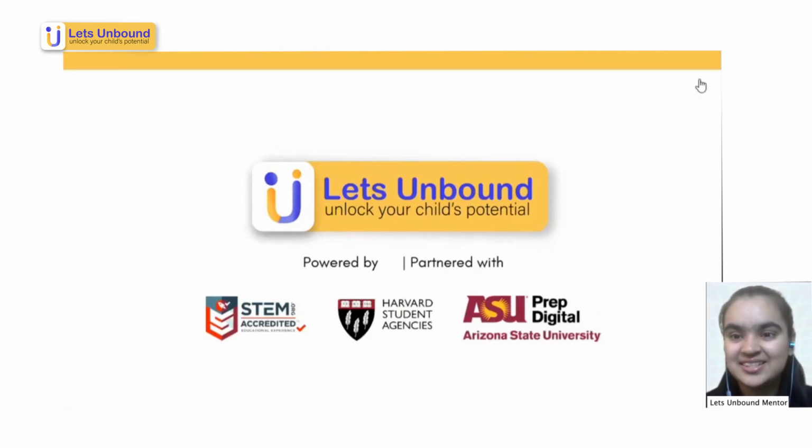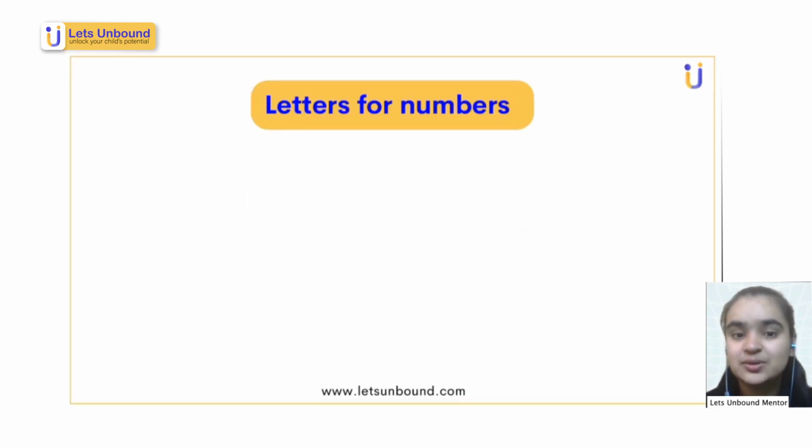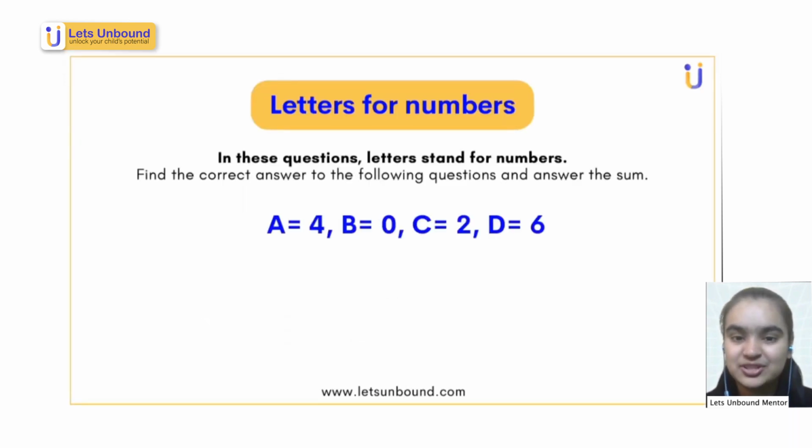So today we are going to discuss another type of question that we have mostly seen in the 11 plus examination, and that is from the verbal reasoning part. The topic is letters for numbers. In these types of questions, letters stand for numbers. For example, if you can see the question here, A is 4, B is 0, C is 2, D is 6. Using this information, we have to solve the question which has been provided to us.